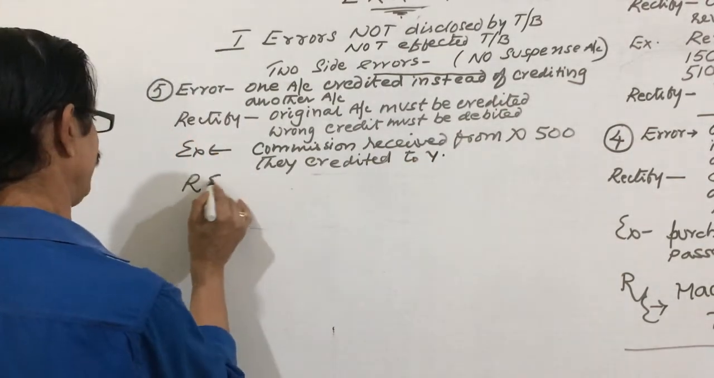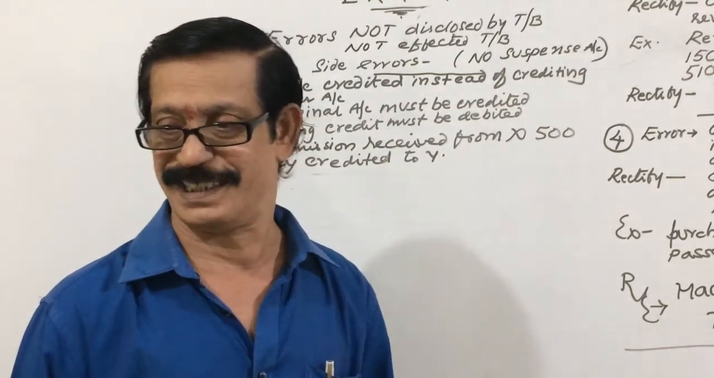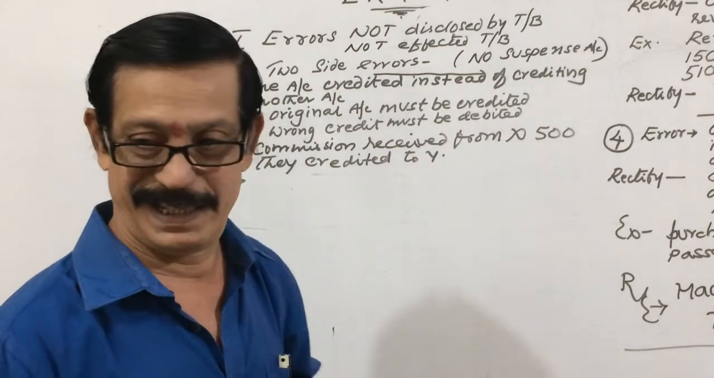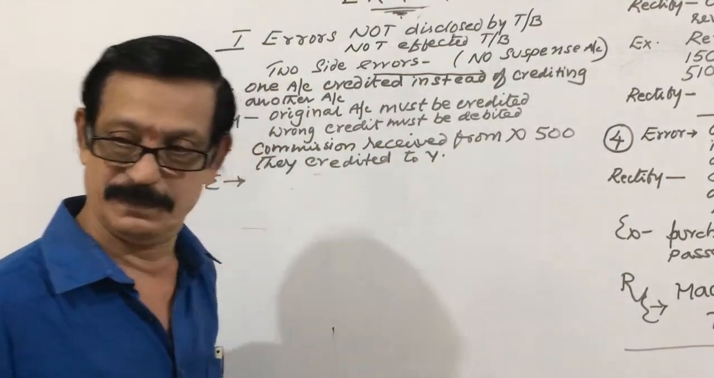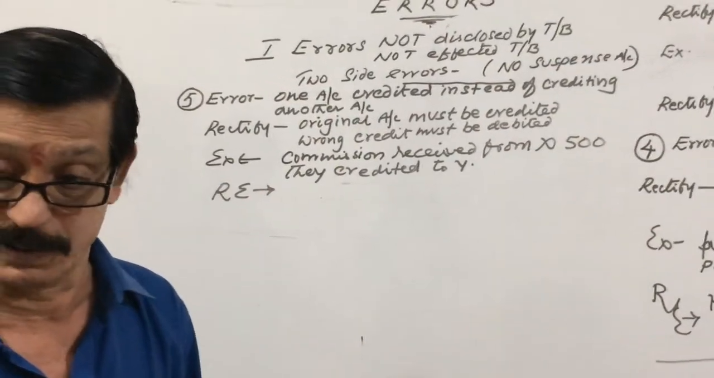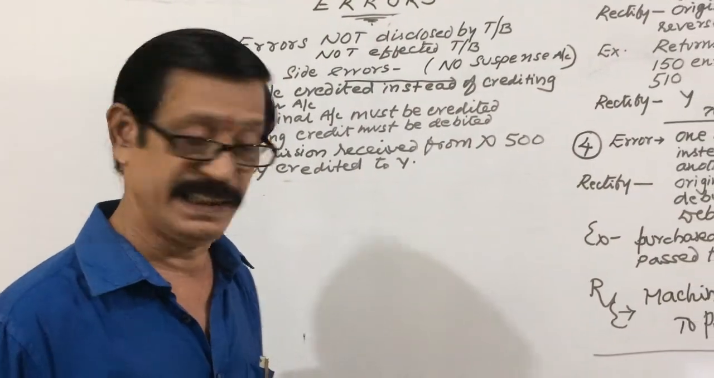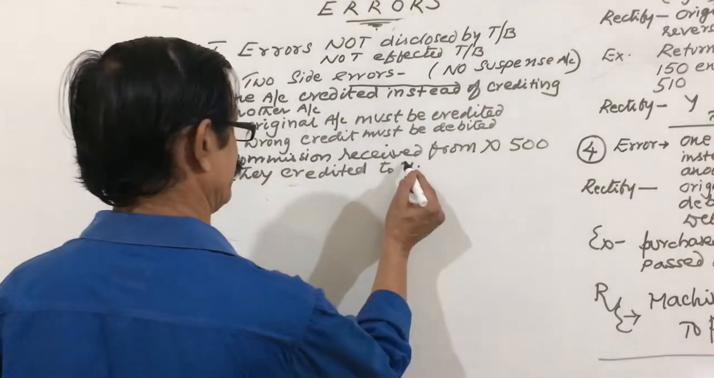Now rectifying entry. Well, dear students, when we received commission, cash account debit to commission account. When I received interest, cash account debit to interest account. When I received tuition fees, cash account debit to tuition fees account; that student name is not important. Understand? Here also, they credited to X.